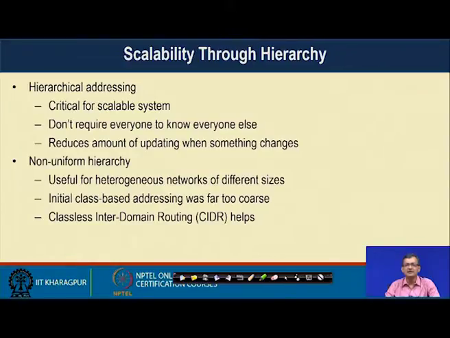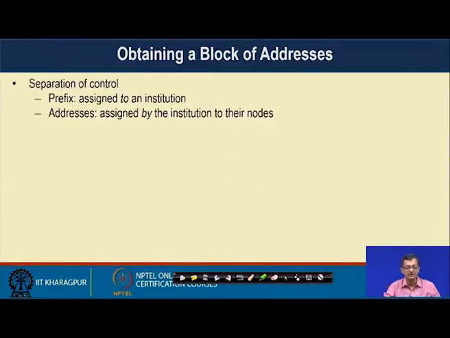And non-uniform hierarchy is useful for heterogeneous networks of different sizes. So, it can be either uniform or non-uniform. Initially, class-based addressing was used, which is a classful type of addressing. CIDR helps in that, but it brings its own challenges in handling, which we will see.